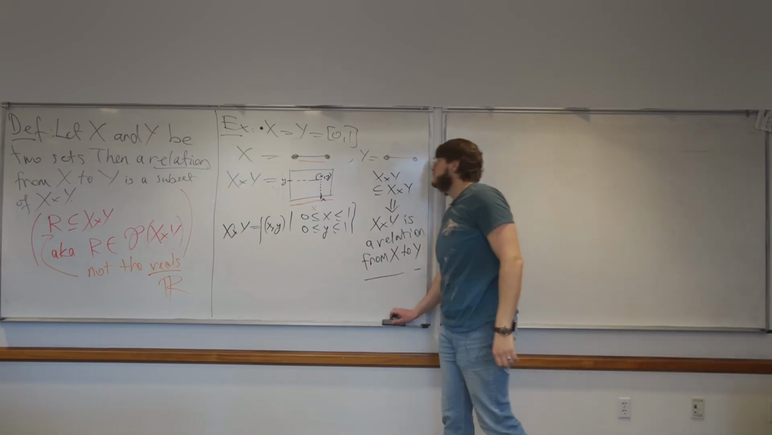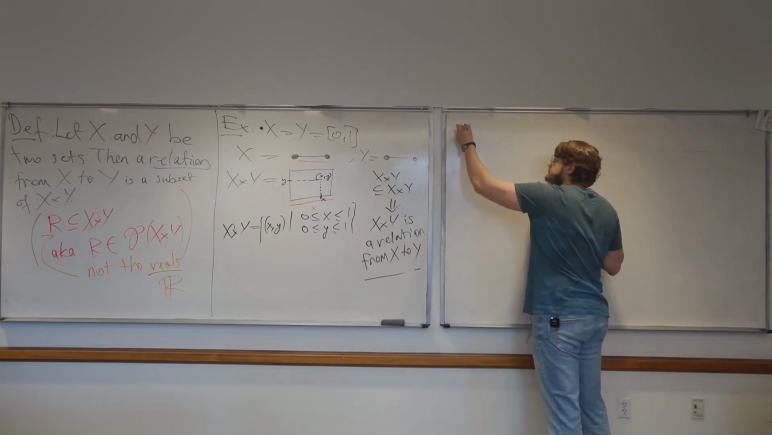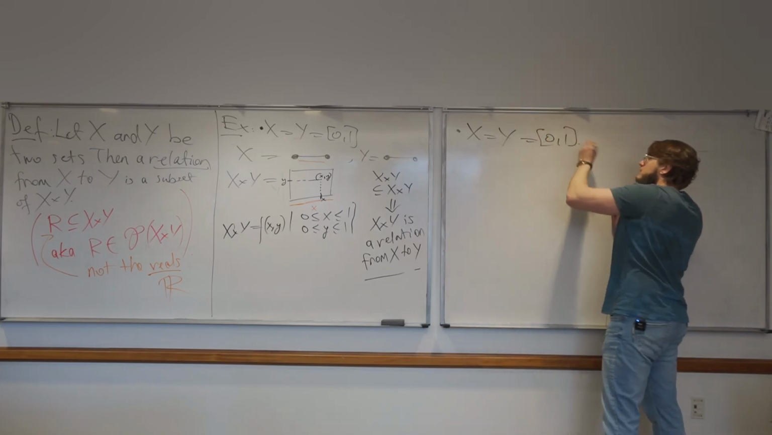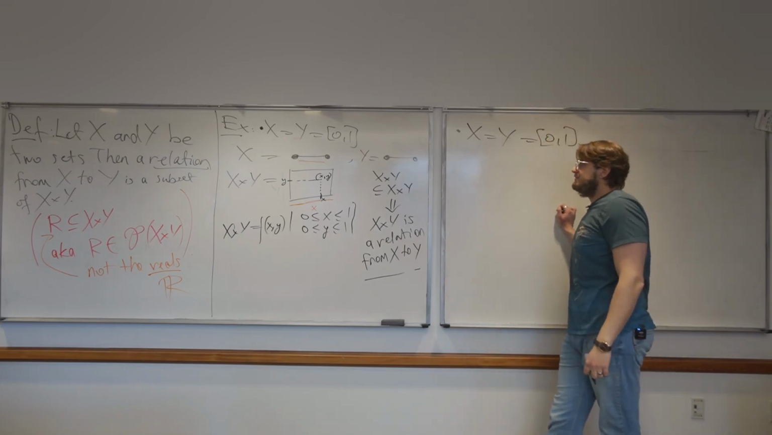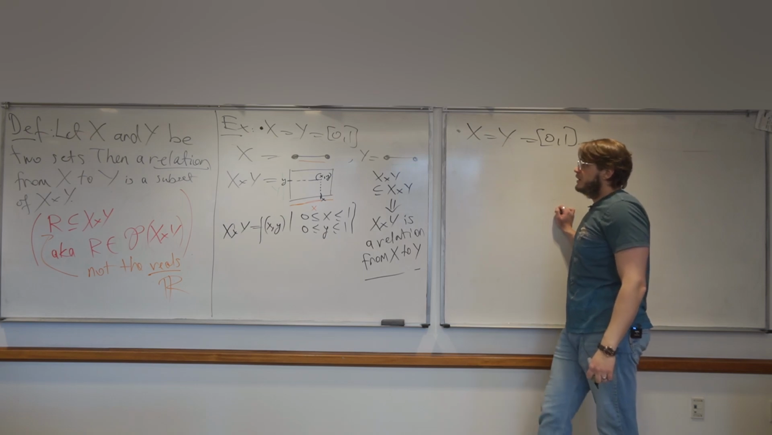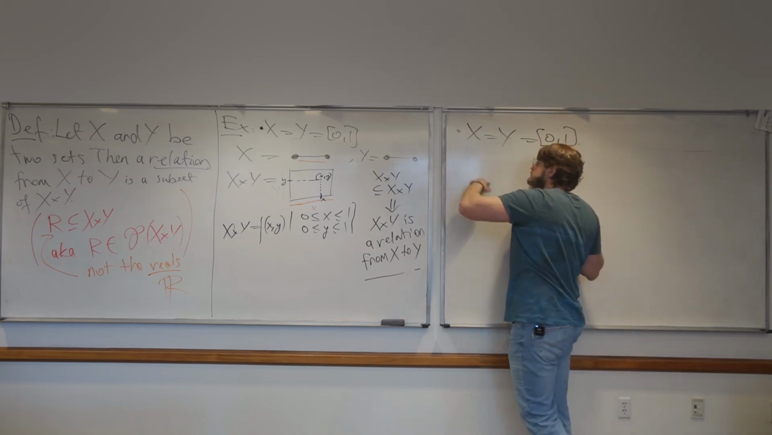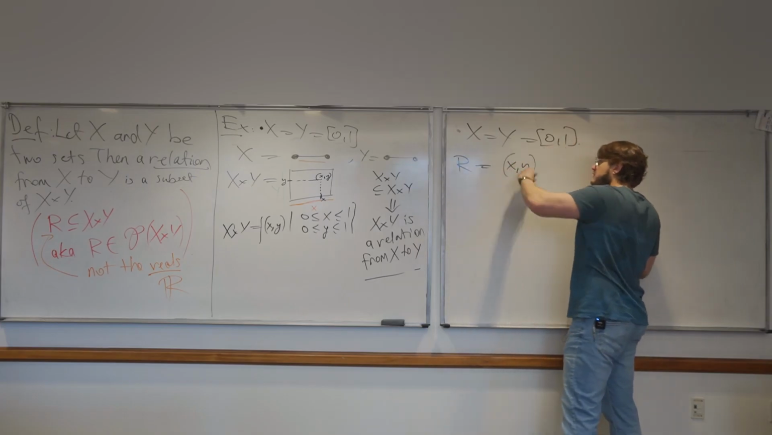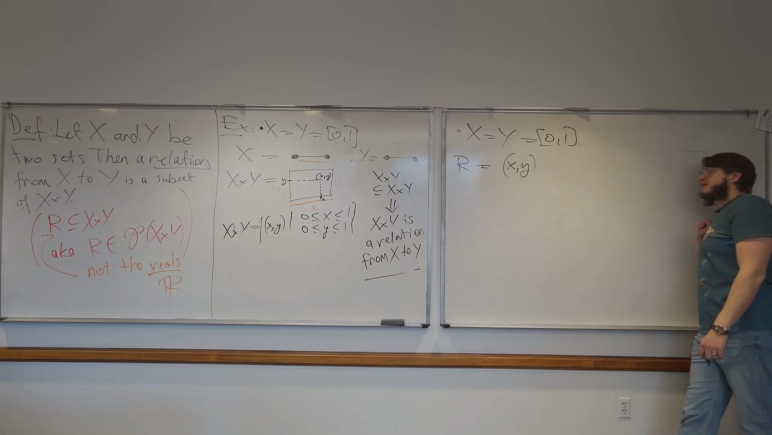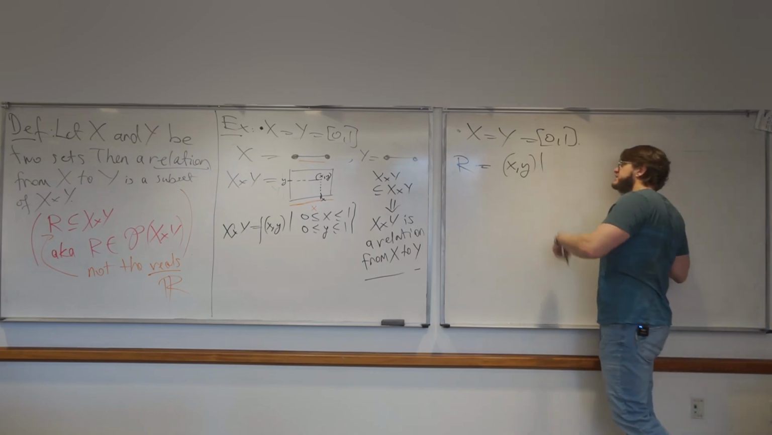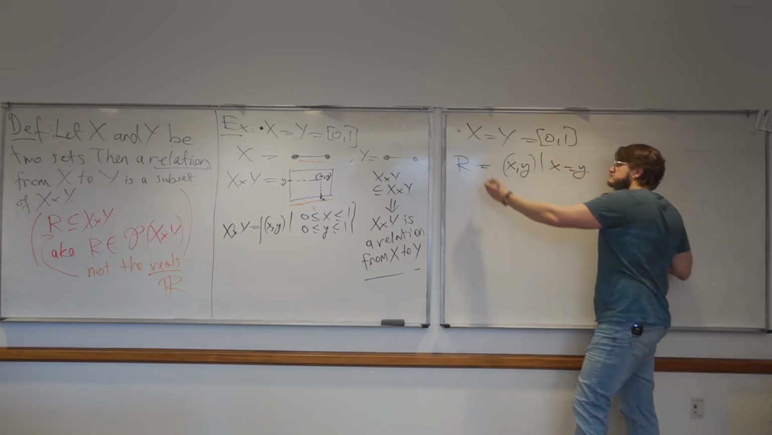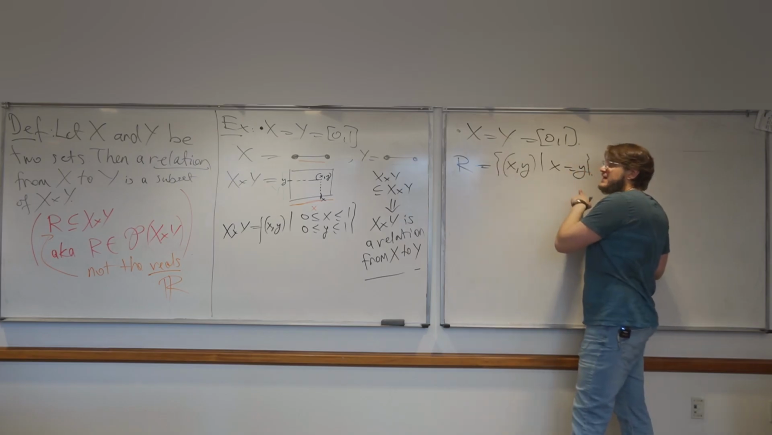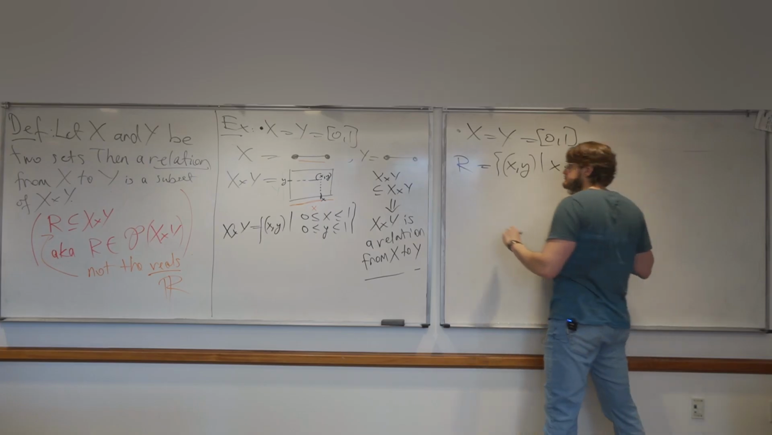Here's another example. Same x and y. This time, let me define R to be the set of all xy's such that, well, x equals y. This is a subset of x times y, so this is a relation. Okay?